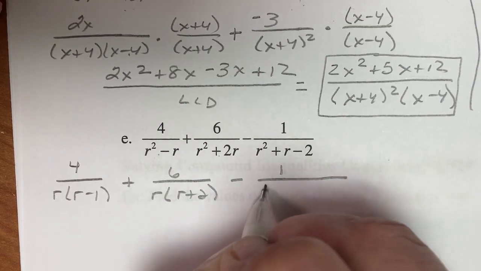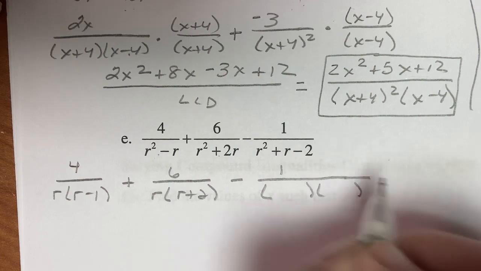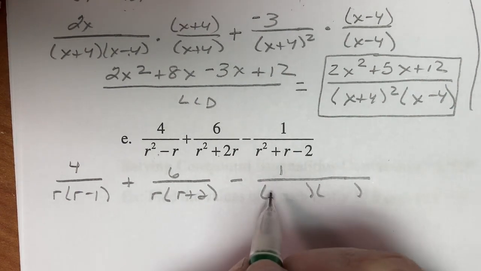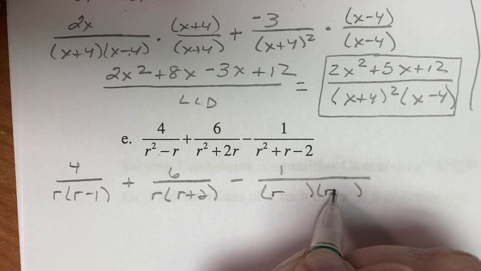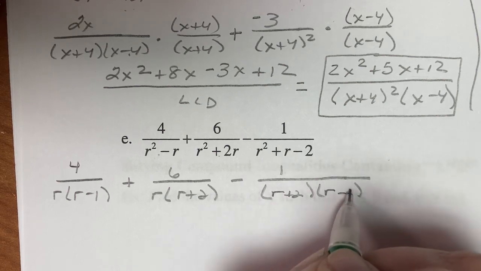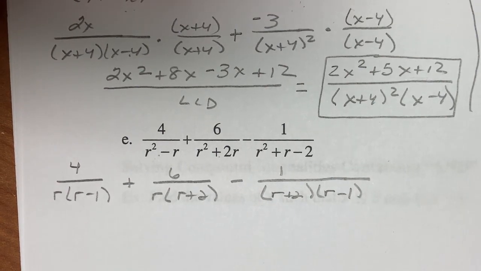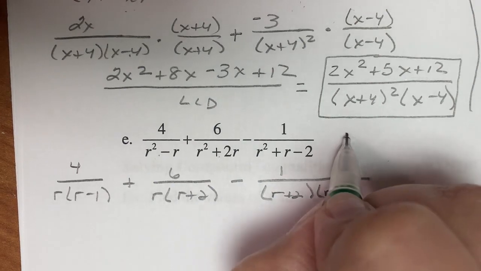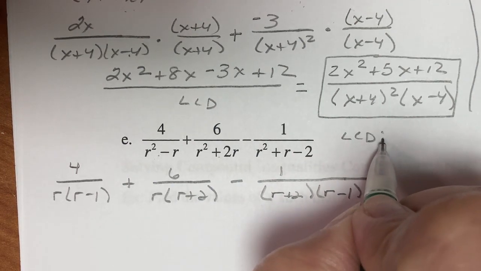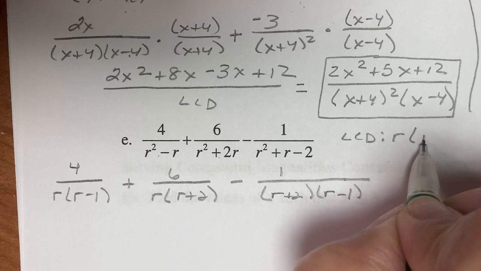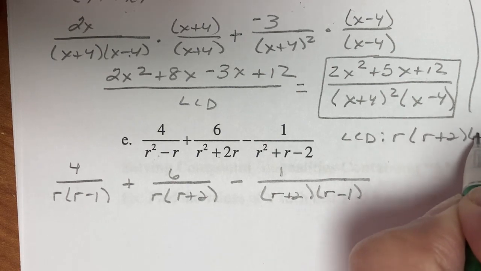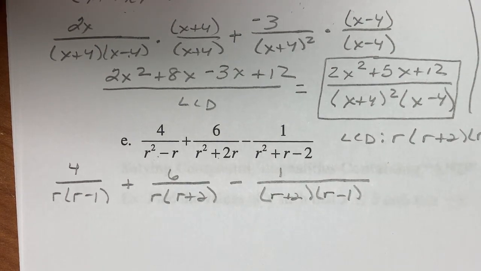Now the third denominator is a trinomial, so I'm going to backwards FOIL. And it's going to be r, and it's going to be a +2 and a -1. So my lowest common denominator would be r times r plus 2 times r minus 1.